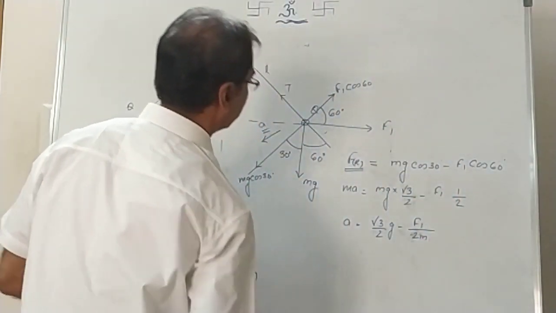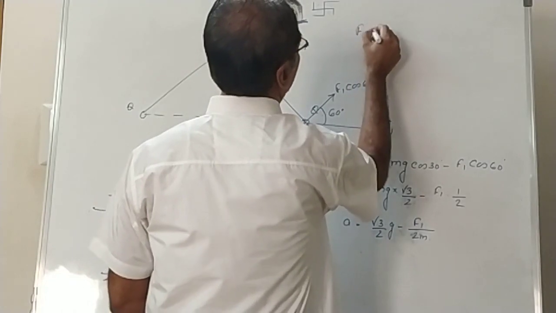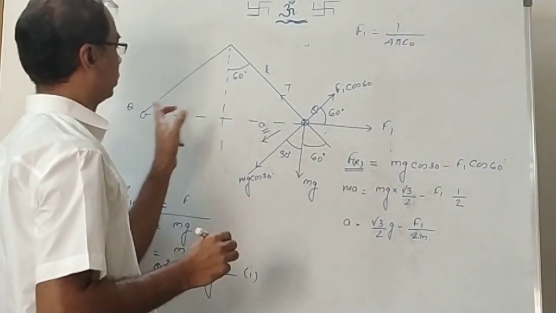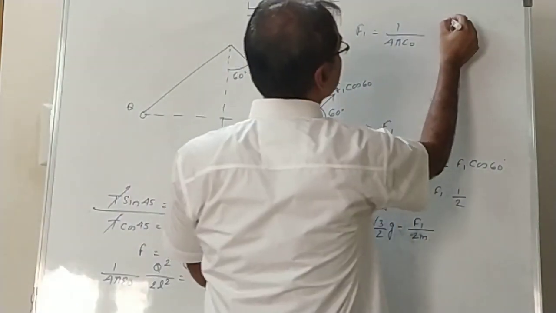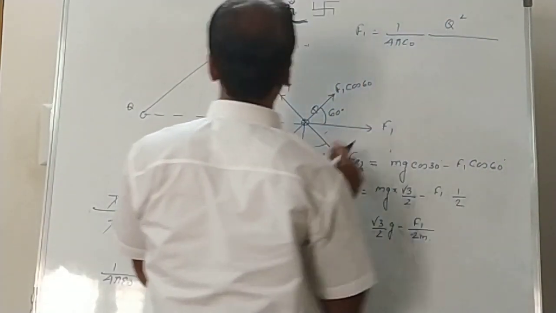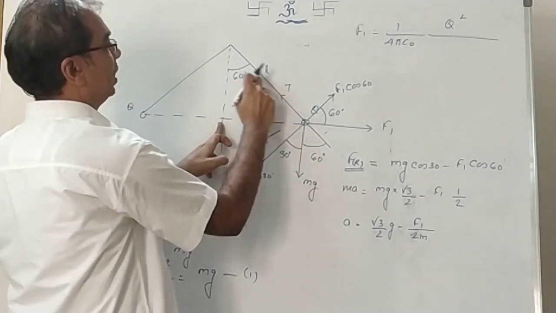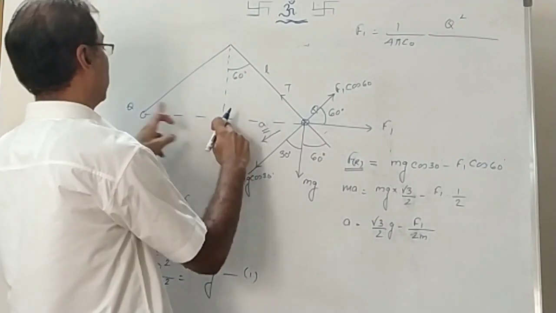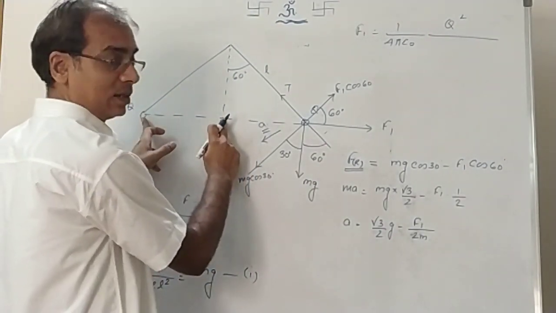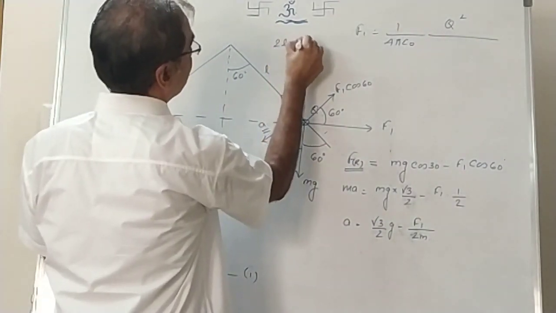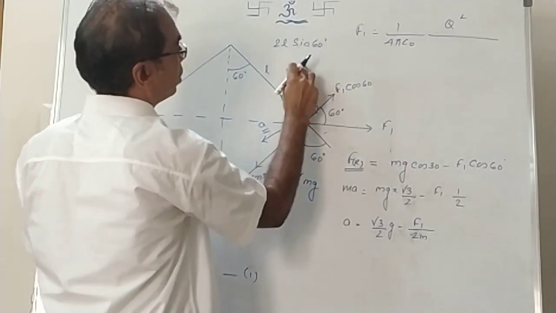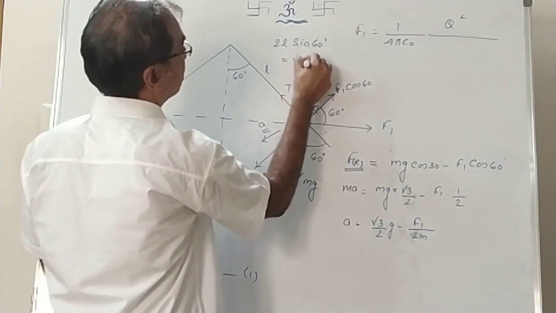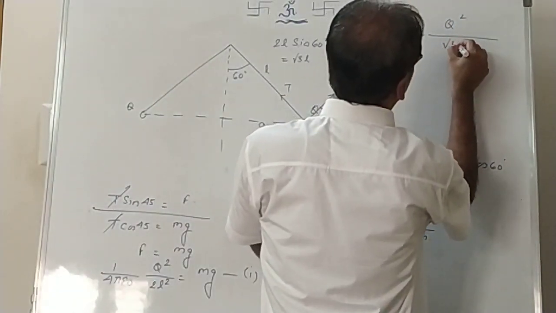So F1 value is 1 by 4 pi epsilon naught q into q, that means q square. And let's see what the separation is now. This is L and this is 60. So this will be L sin 60. This is also L sin 60. So 2L sin 60. Now sin 60 means root 3 by 2. 2 and 2 get cancelled. That means this is root 3 L. So we'll write here root 3 L whole square.